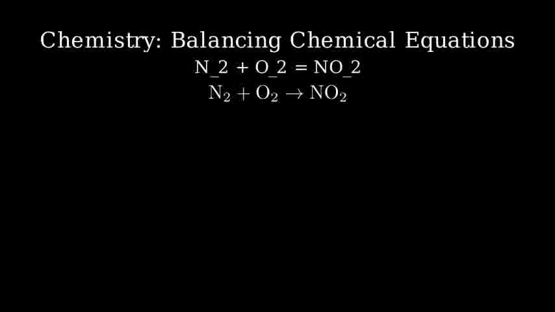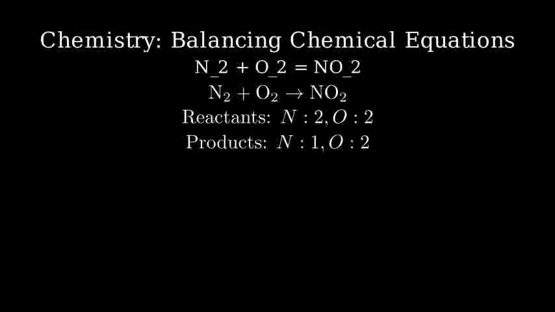Let's write that out. The first step to balancing a chemical equation is to list the number of atoms of each element on both sides of the arrow. Let's count the number of atoms on the reactant side. We have 2 nitrogen atoms and 2 oxygen atoms. On the product side, we have 1 nitrogen atom and 2 oxygen atoms in each NO_2 molecule. We need to make sure the number of each type of atom is the same on both sides.